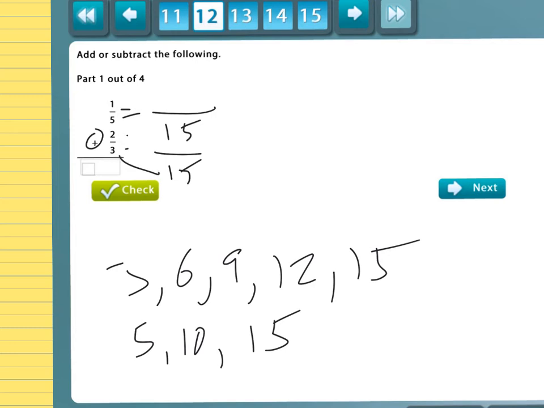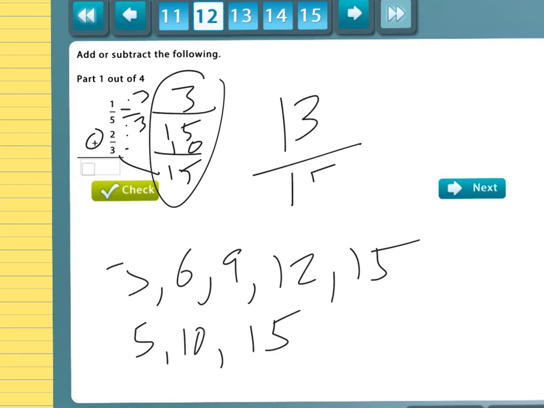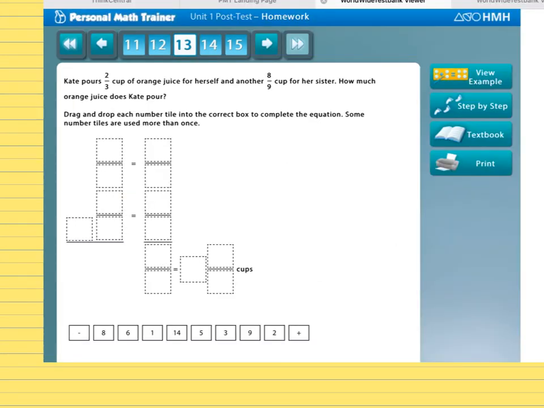3 times 5 is 15, 2 times 5 is 10, 5 times 3 is 15, 1 times 3 is 3, so I'm going to add up 3 fifteenths and 10 fifteenths, giving me a total, or a sum, of 13 fifteenths as my answer.